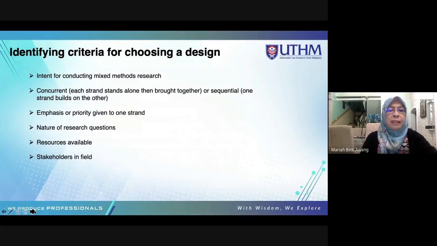Criteria for choosing a design. The first one, intent for conducting mixed method research. Second, each strand stands alone then brought together, or sequential. One strand builds on the other. Third, emphasis or priority given to one strand. Fourth, nature of the research question. Fifth, resources available. And the last one is stakeholders in the field.